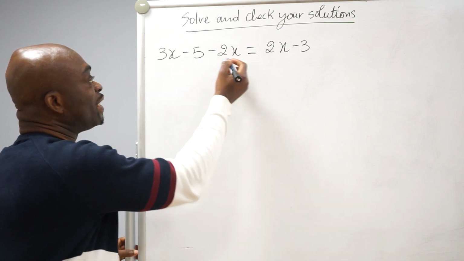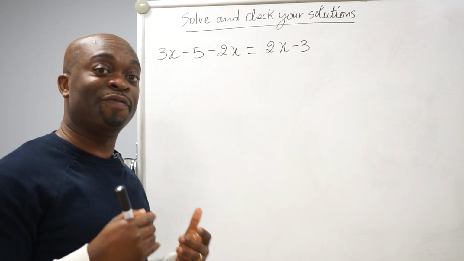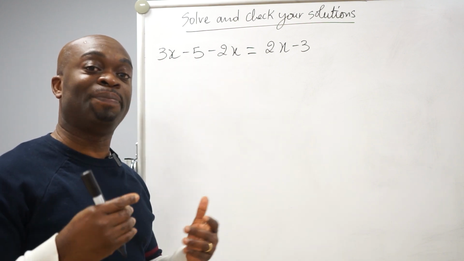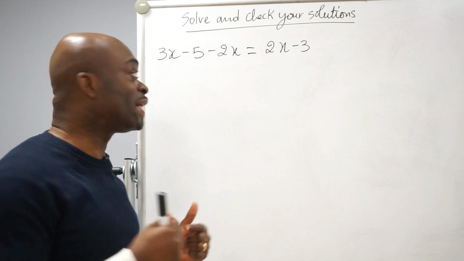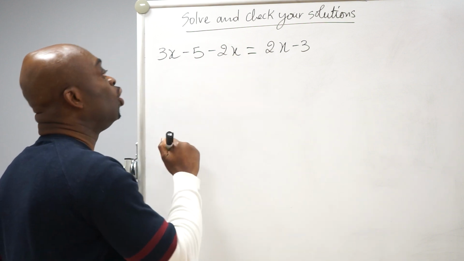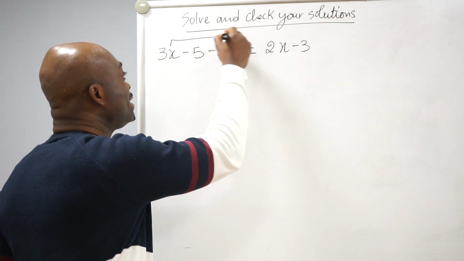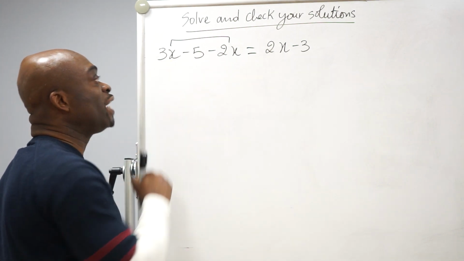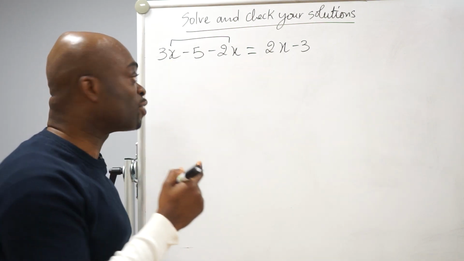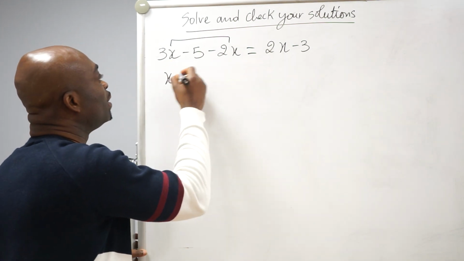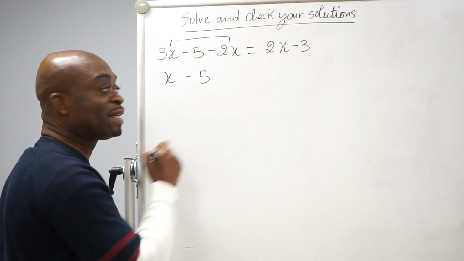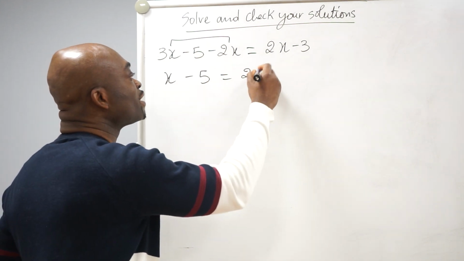So we have 3x and negative 2x. They are the same variable, which is x, and then the power is 1, so we can combine them together on the left side of the equation. So these are the two ones. So 3x minus 2x is going to give us 1x, correct? Or just x. Then we bring down the negative 5 equals 2x minus 3.